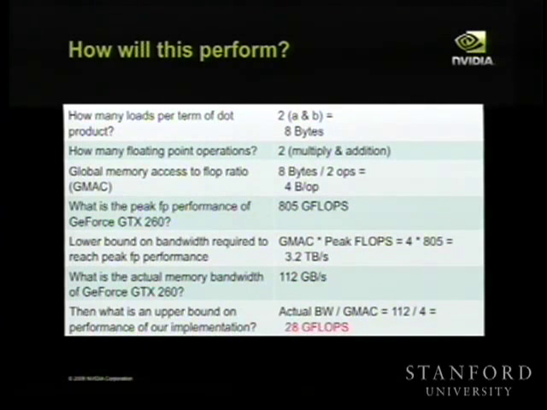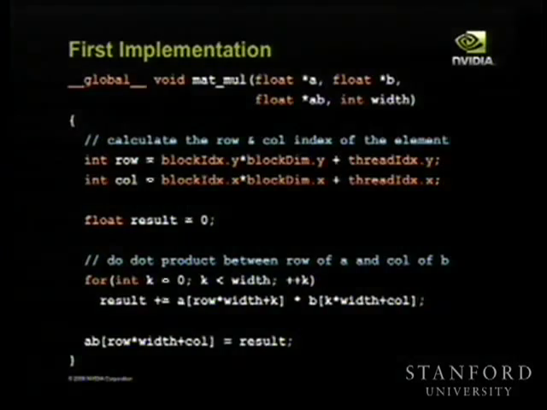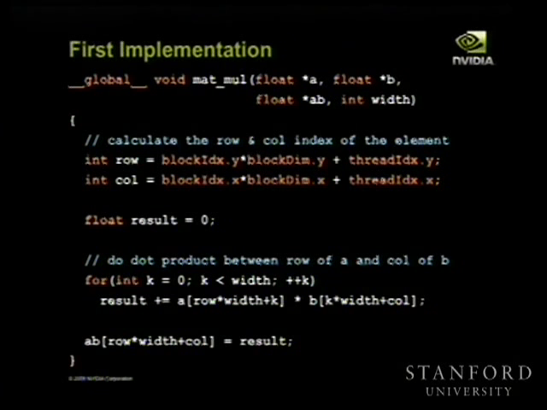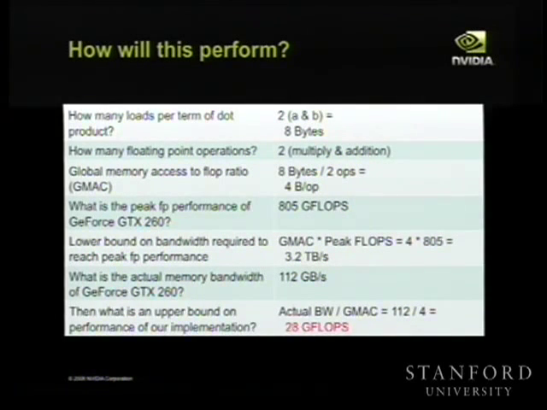But we should ask ourselves, well, how will this actually perform? And so we can actually tabulate the thinking process that goes into figuring out what this kernel is actually doing. So let's start at the top. How many loads do we have to do from global memory per term of the dot product? And that's basically 2, right? If we go back to the slide, we have to load from A and load from B for each term in this dot product. And that's 8 bytes if we're doing single precision.